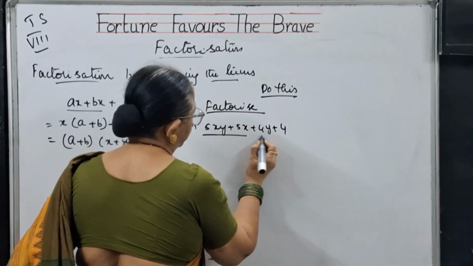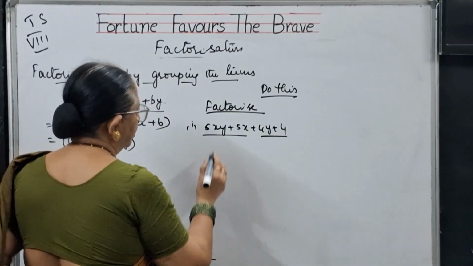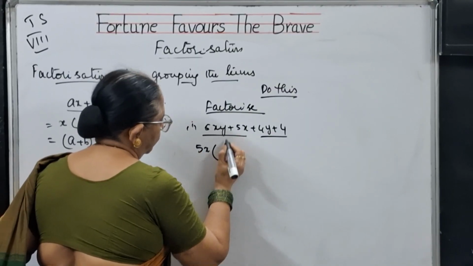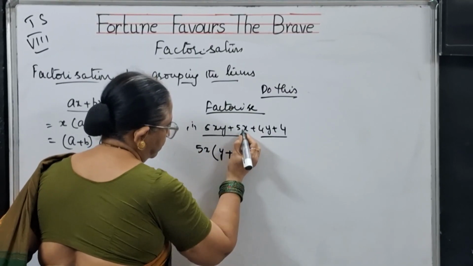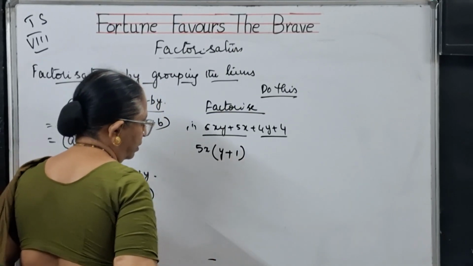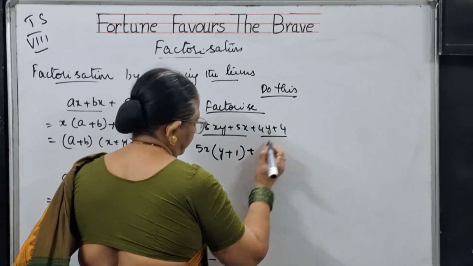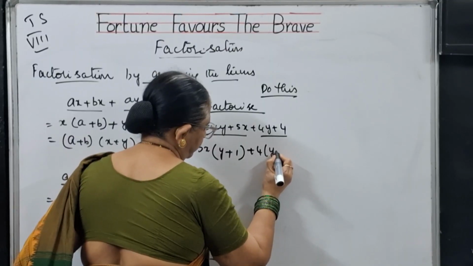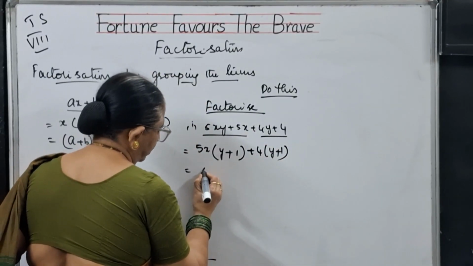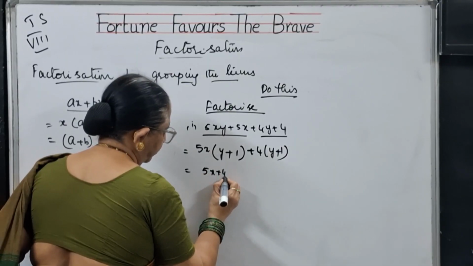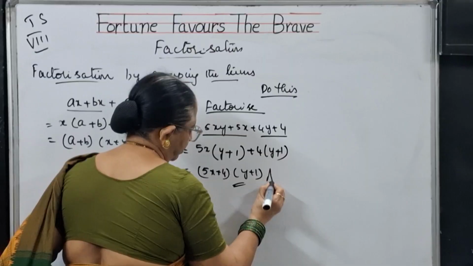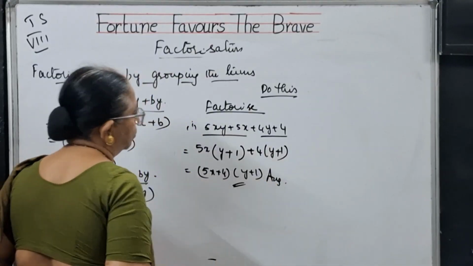So let me take these two as one group, these two as one group. In these two, common is 5x. So what is left behind? y plus, see, total 5x is here, so 1. Already I told you about this. Plus, in these two, common is 4. 4 into y plus 4 is out, plus 1. So what are you getting? (5x plus 4) into (y plus 1). These are the factorizations for this problem, children.